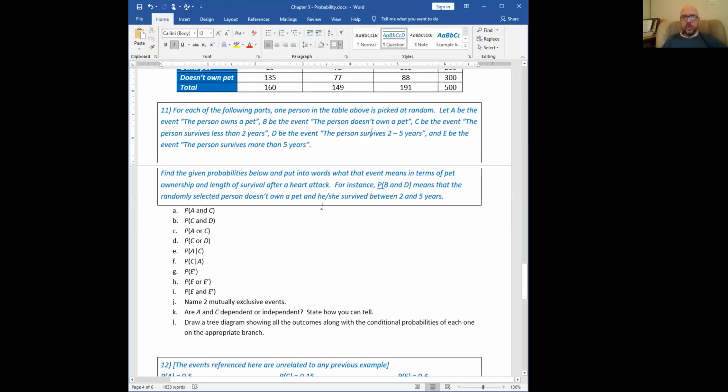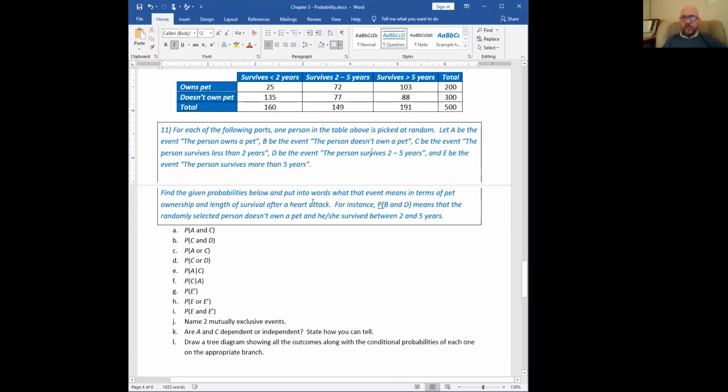So I'm going to talk through all of these, and I'm probably not going to write all of them down, but I'll talk through them all, and if you want to get numbers for all of them, you can. So probability of A and C. So A and C means they own a pet and they survived.